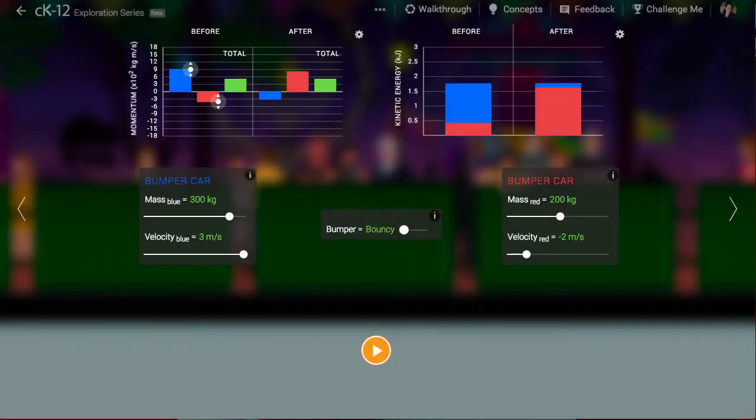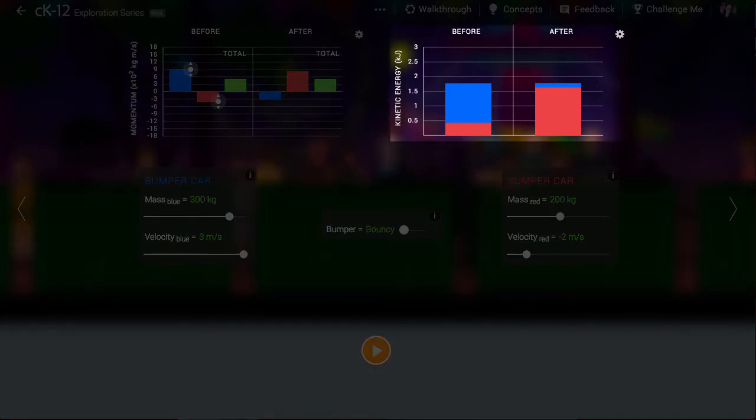What's going on in the graph at top right? In an elastic collision, like this one, the total kinetic energy of the system is also conserved. Kinetic energy is transferred from one object to the other, but none was created or lost. Can you see that one car gained kinetic energy and the other lost it? Energy was transferred from one of the cars to the other in the collision.